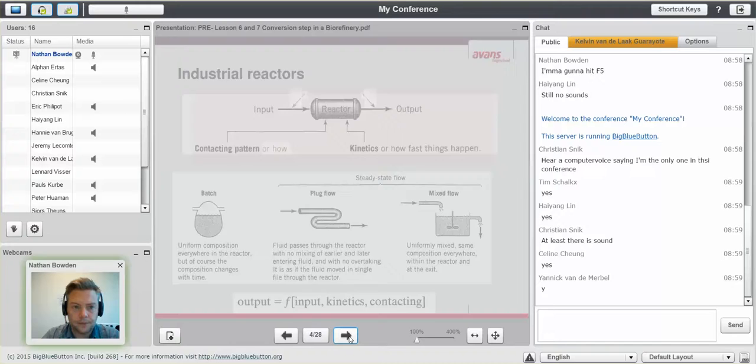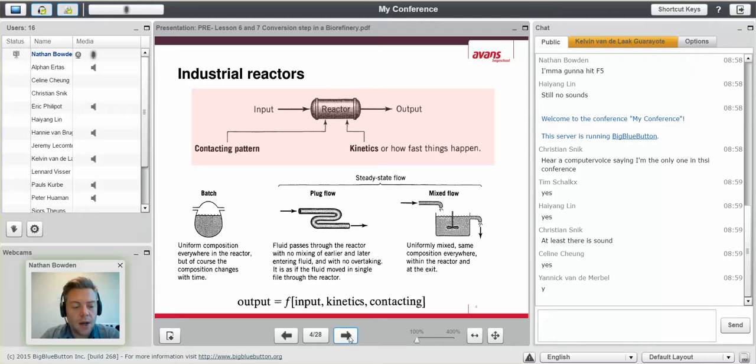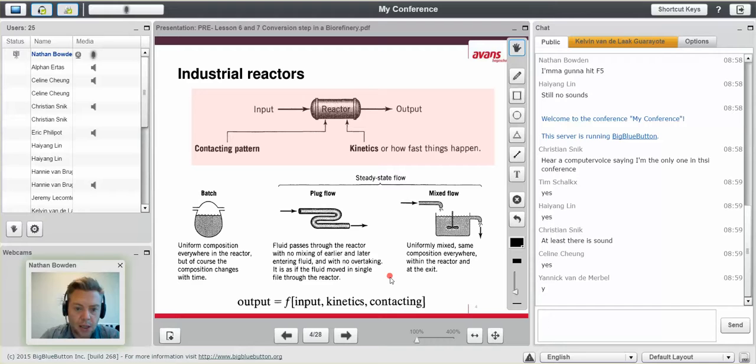Industrial reactors. So there are lots of different types of industrial reactors. I mentioned yesterday about different types. We have batch reactors, we have steady state reactors, and now I'm going to tell you what are the differences between a batch reactor and a steady state reactor.